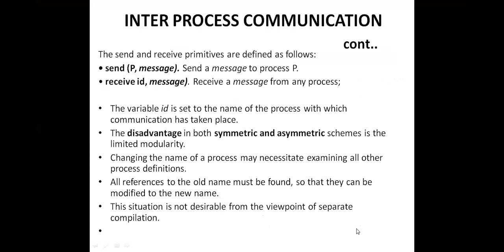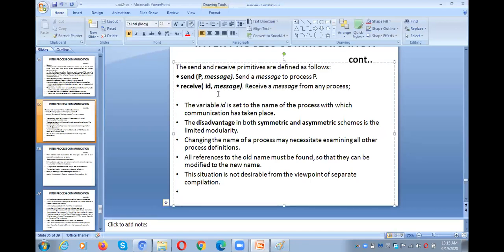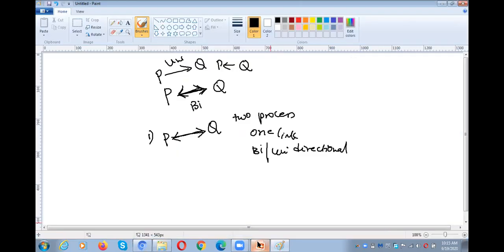And the next one, it is indirect communication, right? Send P comma message, send a message to process P, and the next, receive ID comma message. That means receive a message from any process. So for example, in this one we need to send a message, but we are not mentioning the process name here.